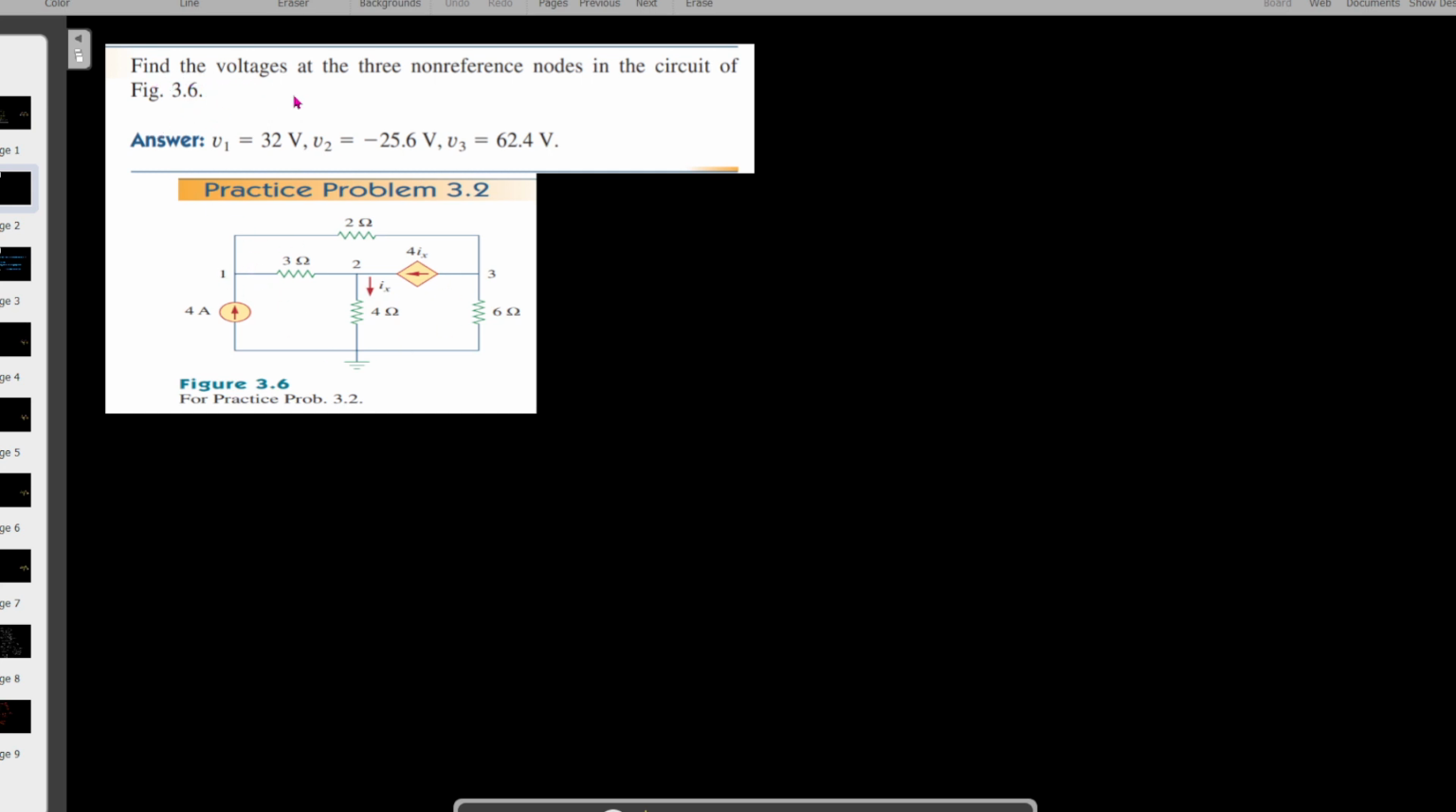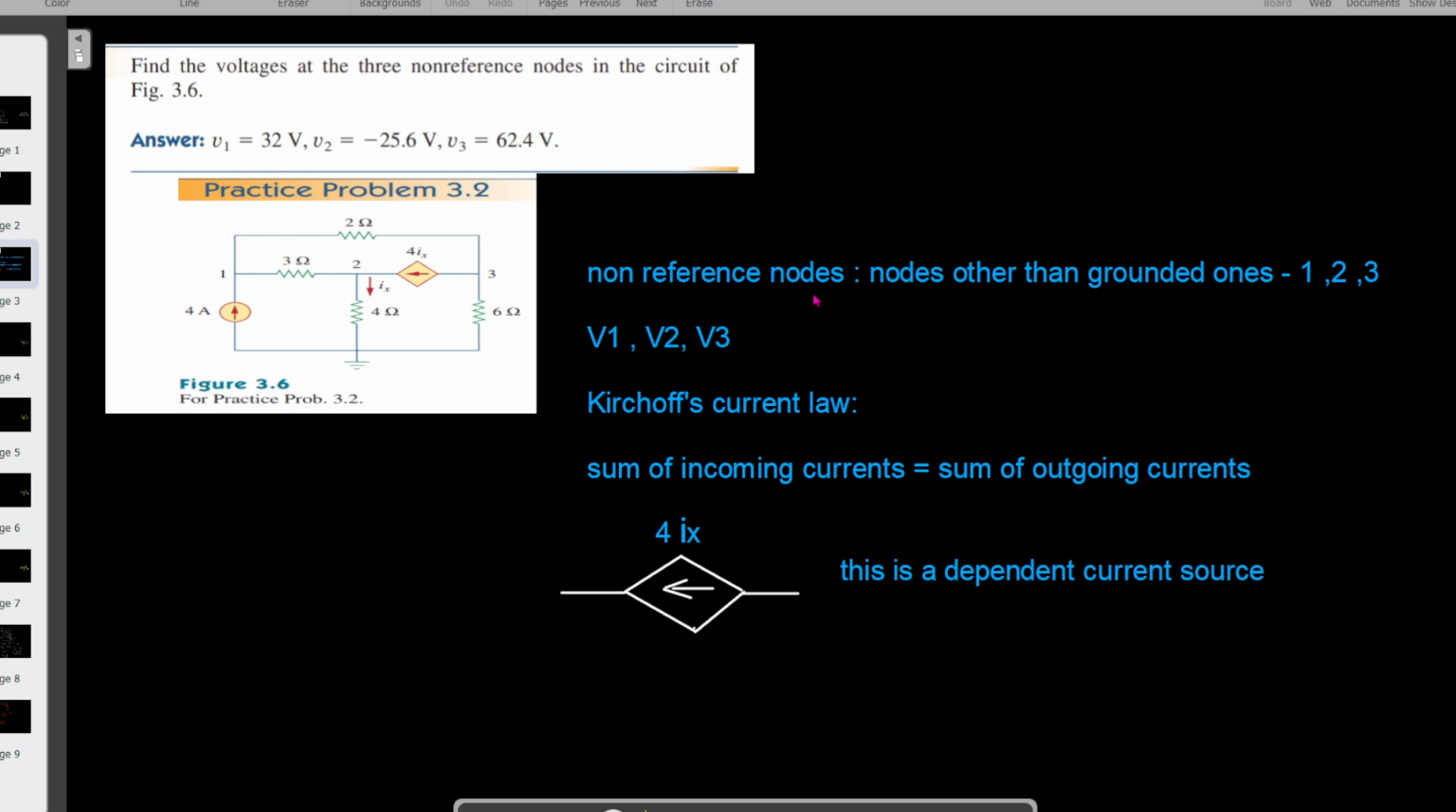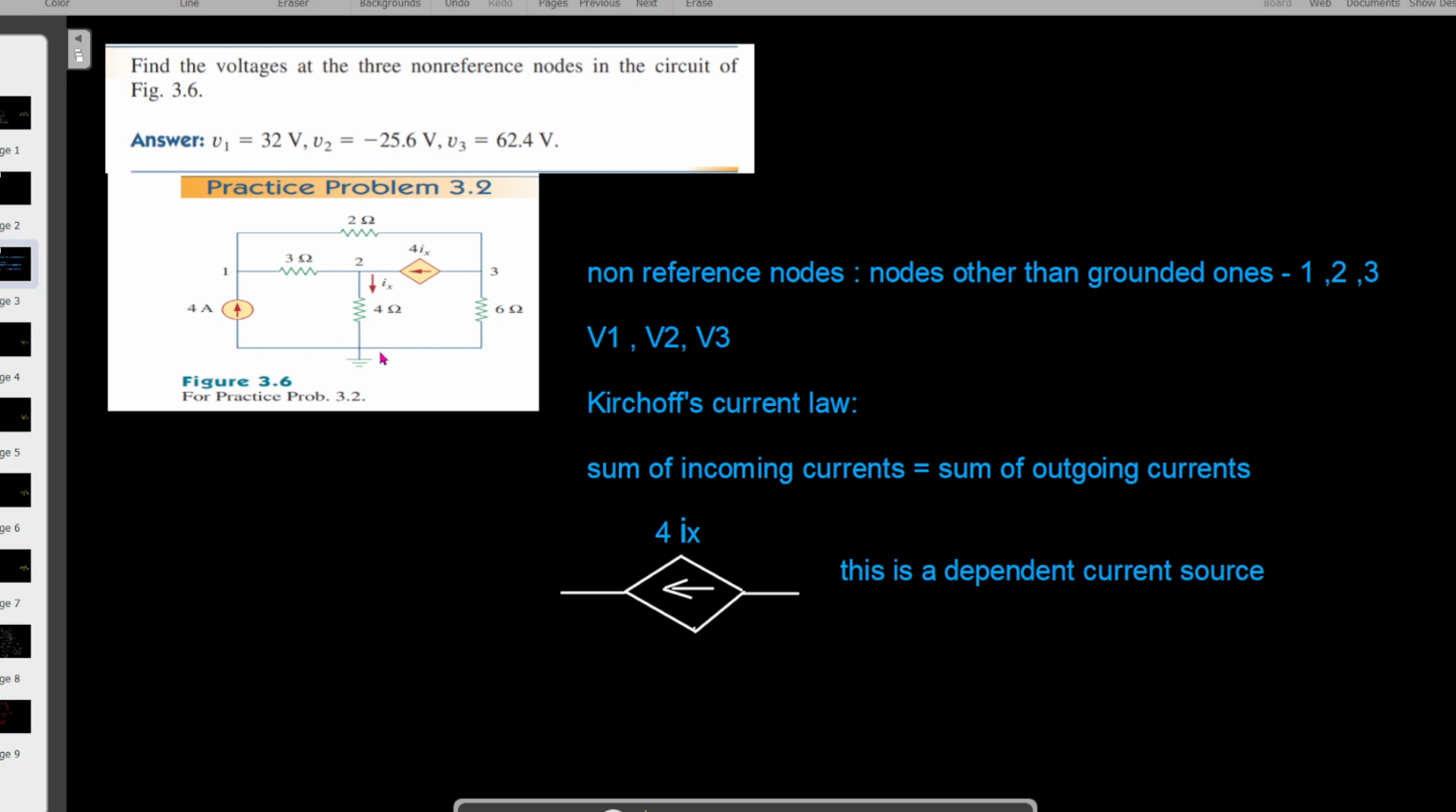The question asked is: find the voltages at the three non-reference nodes in the circuit of 3.6. So, this is the electric circuit given. The answer is also given. First we should know what a non-reference node is: the nodes other than the grounded one. Here this is the grounded node. Other than that we have 1, 2, 3. These are not connected directly to the ground, so these are all the non-grounded nodes or non-reference nodes. We are going to find the voltages at nodes 1, 2, 3 as V1, V2 and V3 respectively.